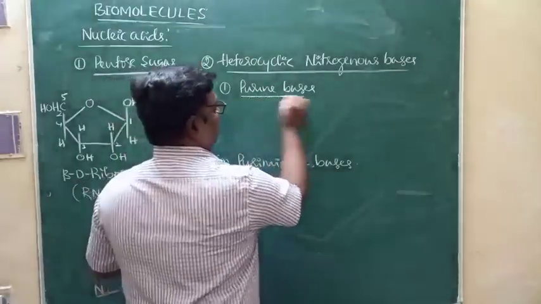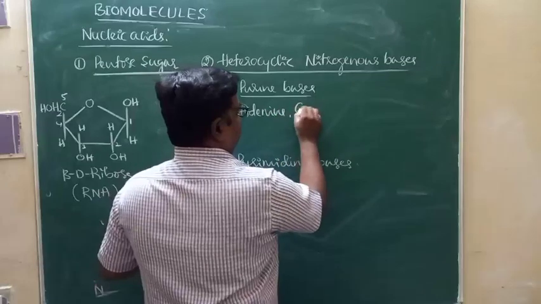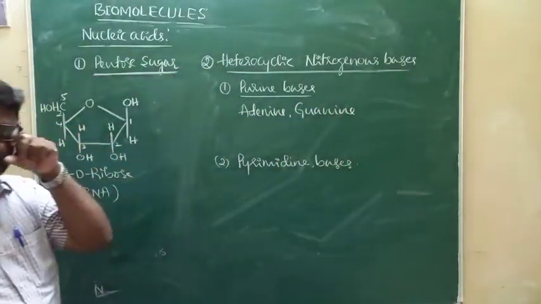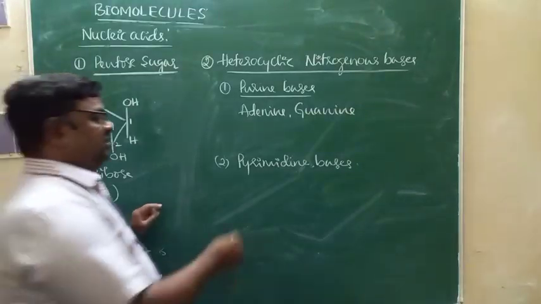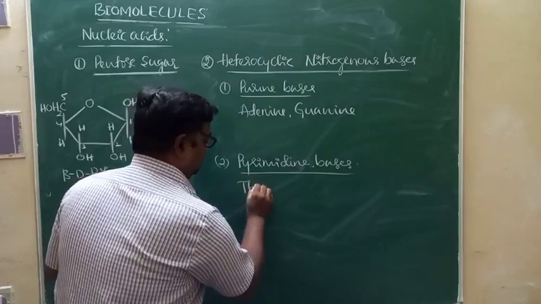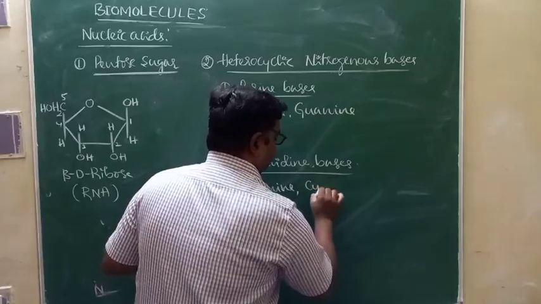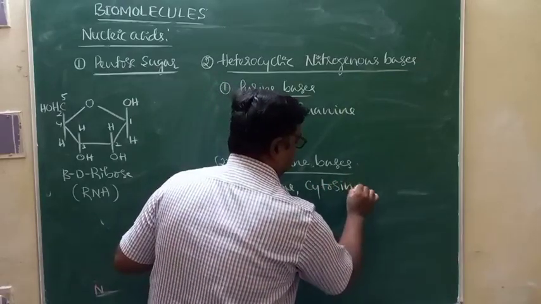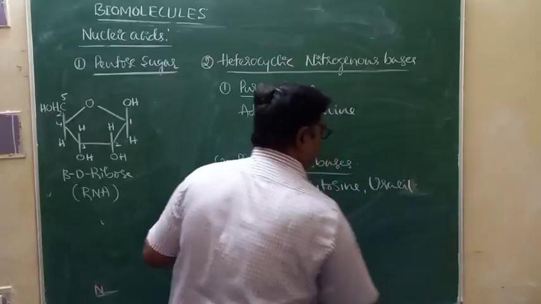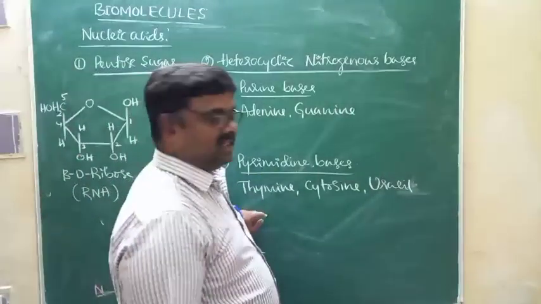Under purine bases, we have adenine and of course guanine. These are the two purine bases which will be present in nucleic acids. And as far as pyrimidine bases are concerned, we have thymine, then cytosine, then uracil. These are the three pyrimidine bases which will be involved in the formation of nucleic acids.